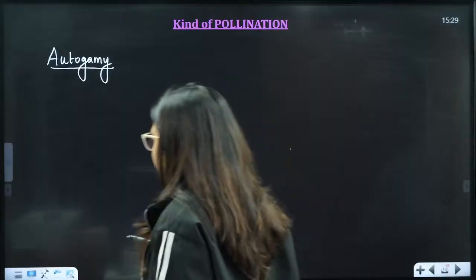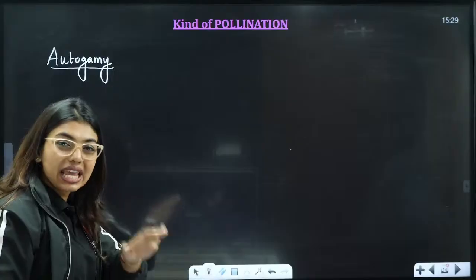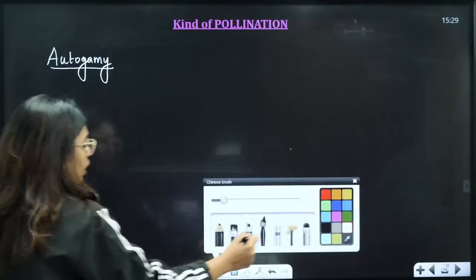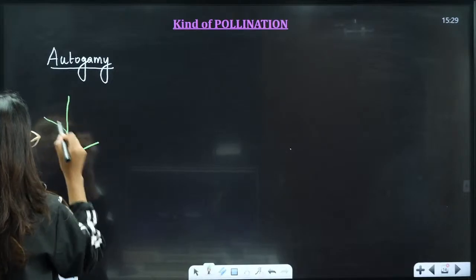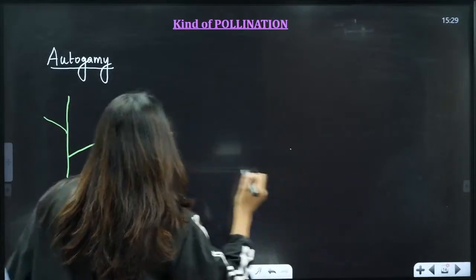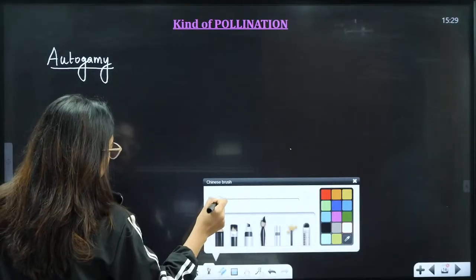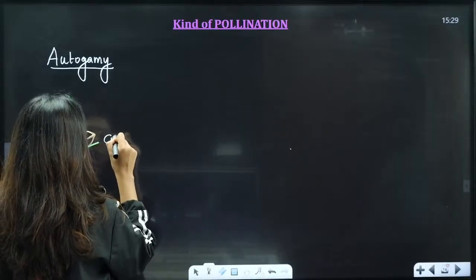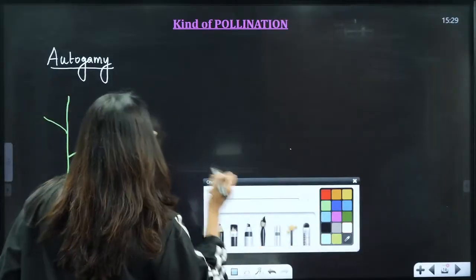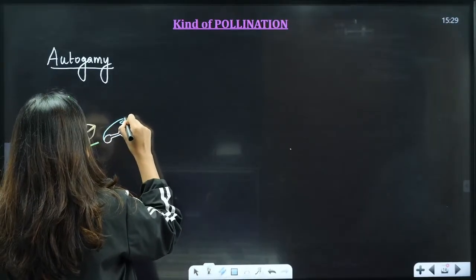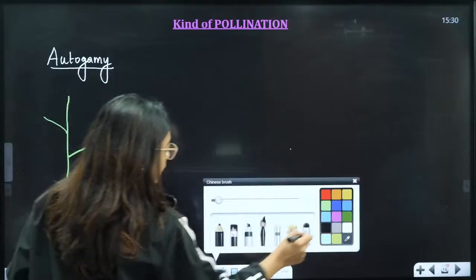As I told you, students, first understand it's the transfer of pollen grains from the anther to the stigma of the same flower. Same flower. Look here, this is a stem. We have two flowers here. What is this? Stigma, correct? From here what do you see arising? Anther. Here also what do you see? Anther.